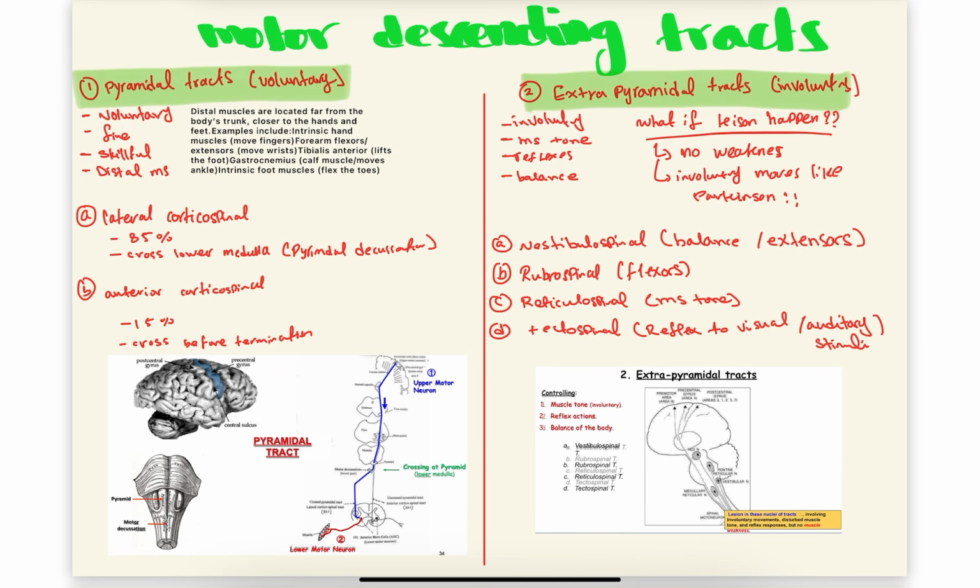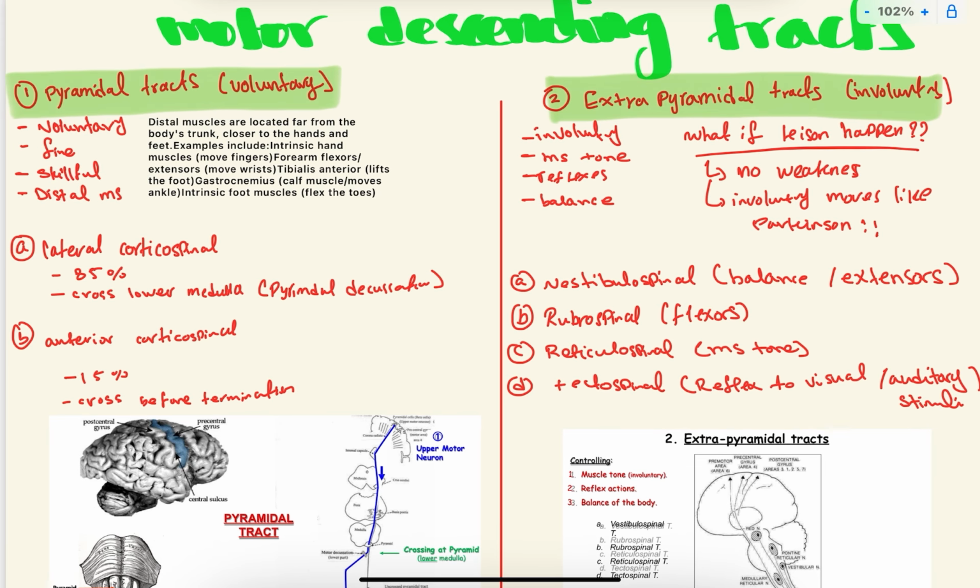You might ask, Noor, what is the distal muscles? So the distal muscles are the ones that are located far away from the trunk of our body, like they're more closer to our hands and our feet. For example, the intrinsic hand muscles, which move our fingers, or the forearm flexors and extensors, which move our wrists, or the tibialis anterior, which lifts the foot, or the gastrocnemius, the calf muscles, which moves the ankle, and intrinsic foot muscles that flex the toes. So you get the idea.